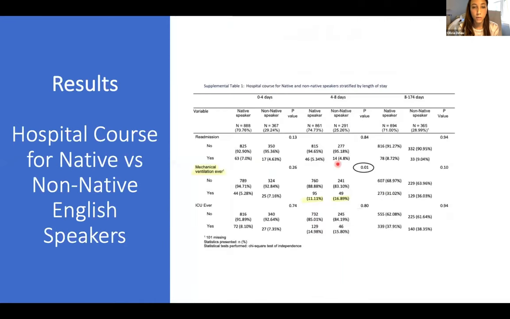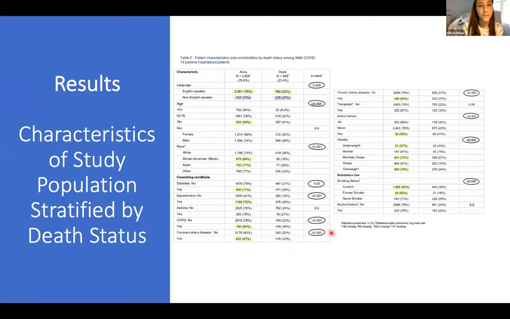In this table, we wanted to look at the differences in hospitalization course variables between our native English speakers and our non-native English speakers. We looked at our readmission rates, our mechanical ventilation, and our ICU ever rates. We didn't see any significant differences between the two groups in readmission rates and ICU ever rates. But for individuals with a length of stay of 4 to 8 days, we did see a higher percentage of non-native English-speaking individuals who were mechanically ventilated as compared to our native English speakers.